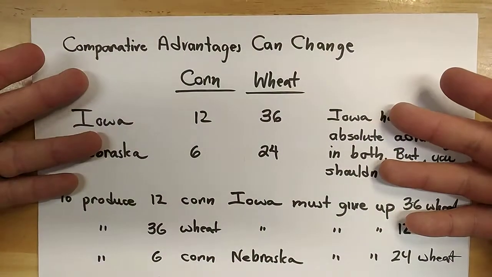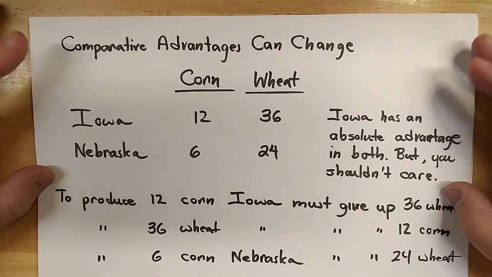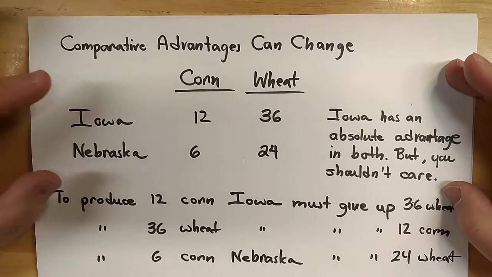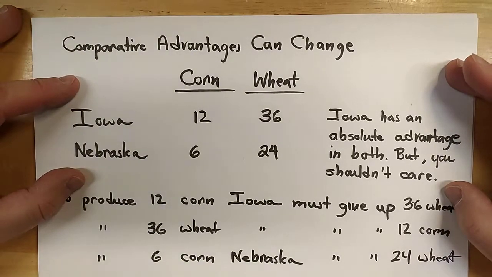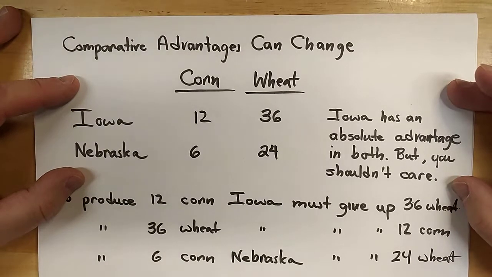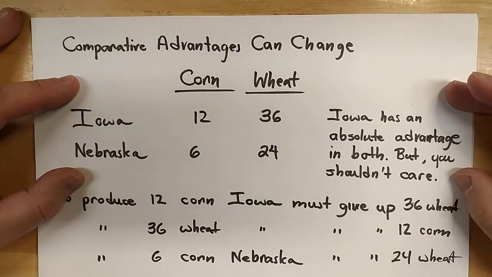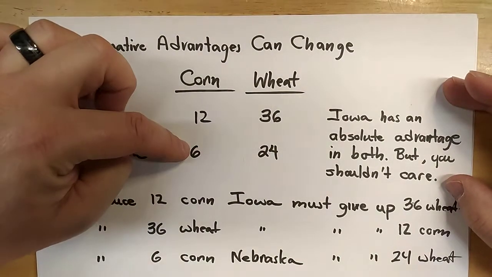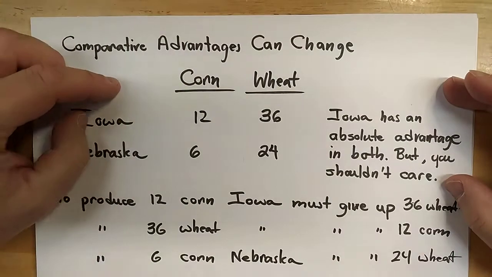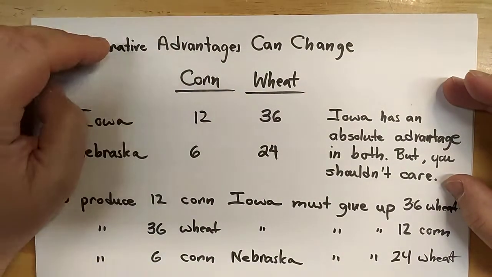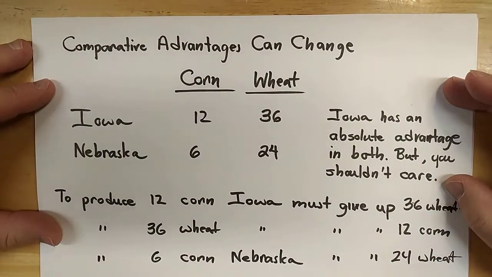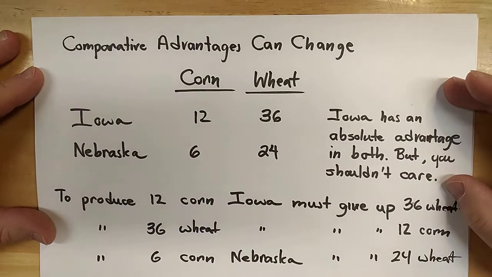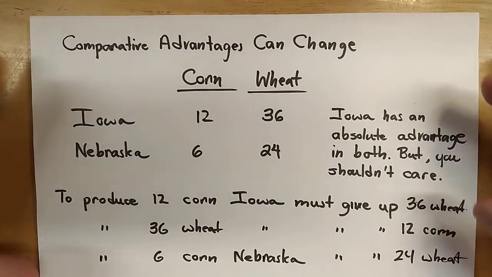So what I've done here is I have the exact same setup but on a clean sheet of paper. Same exact numbers for Iowa, Nebraska, and corn and wheat. And I've pointed out that Iowa has an absolute advantage in both, but I've also noted this time around that you really shouldn't care. Absolute advantages are not important in the real world. The sense in which Iowa has an absolute advantage is if you compare corn production, they're better, and if you compare wheat production, they're better. They have an absolute advantage in corn, they have an absolute advantage in wheat. But that tells us very little about terms of trade and comparative advantage and specialization.